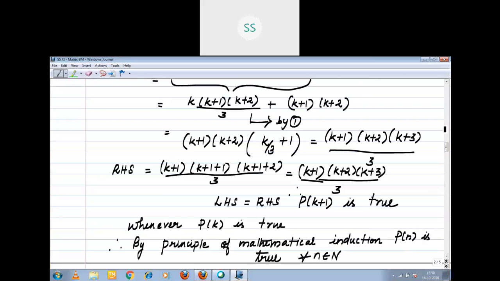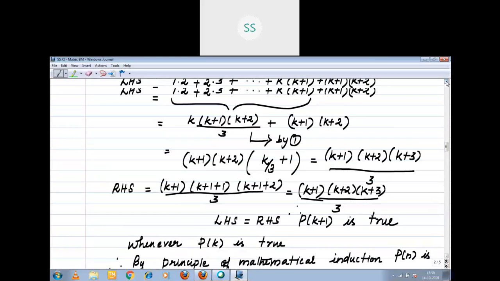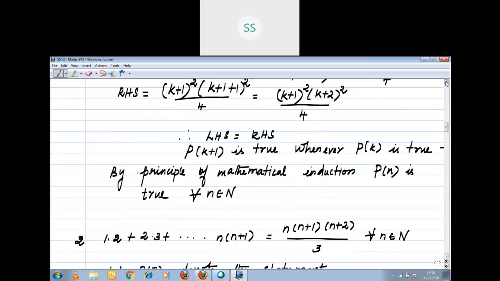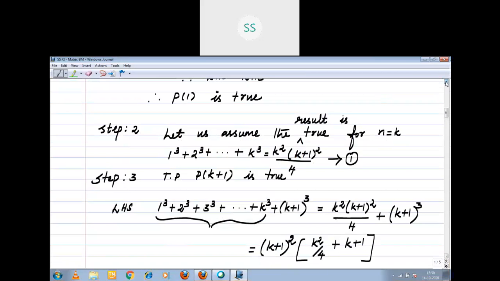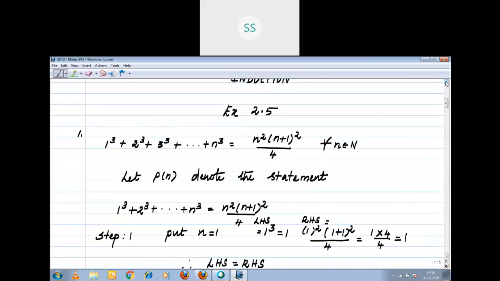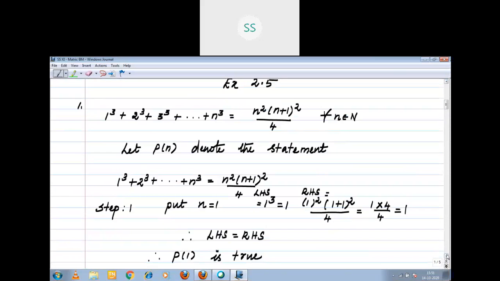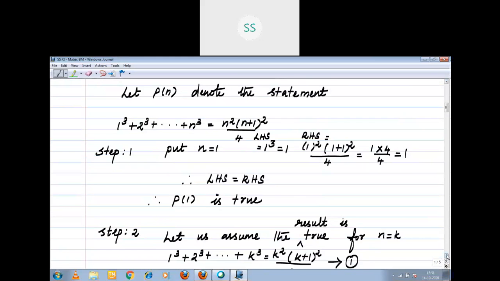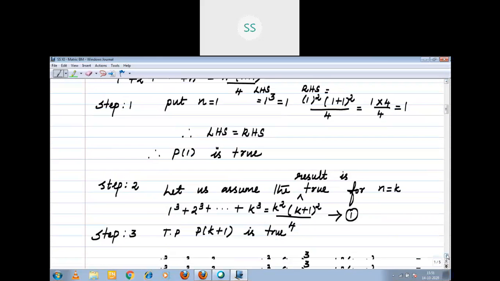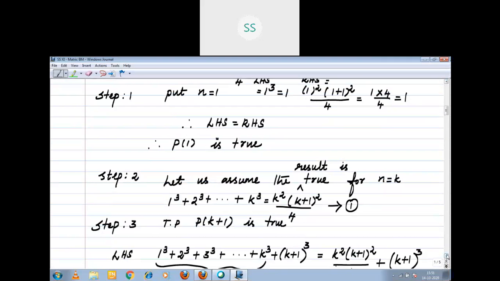Again, I am going to say the steps alone, right? Step 1, you are proving the result as n equal to 1, right? See here, step 1, first step, you are proving the result is true for n equal to 1. Next step, you are assuming that the result is true for n equal to k. Third step, you are going to prove the result is true for n equal to k plus 1.